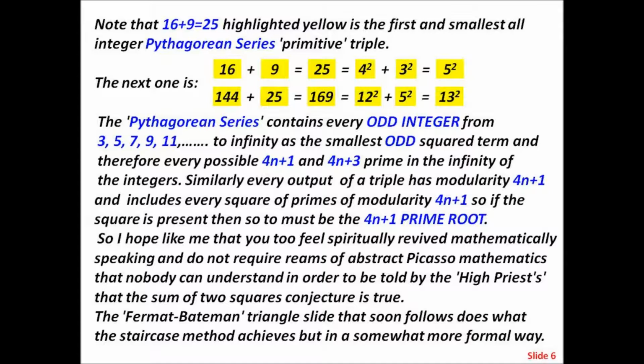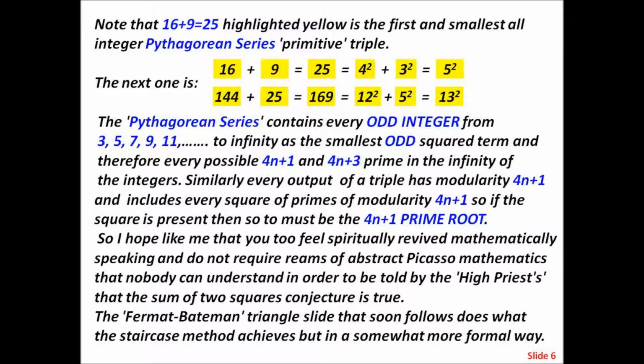The Pythagorean series contains every odd integer from 3, 5, 7, 9, 11 and so on to infinity as the smallest odd squared term, and therefore every possible 4n plus 1 and 4n plus 3 prime in the infinity of the integers. Similarly, every output of a triple has modularity 4n plus 1 and includes every square of primes of modularity 4n plus 1. So if the square is present, then so too must be the 4n plus 1 prime root.